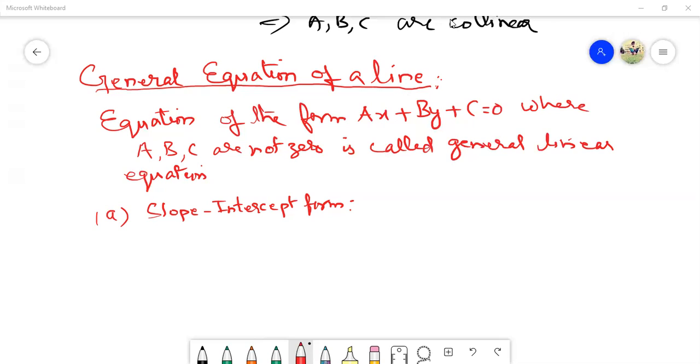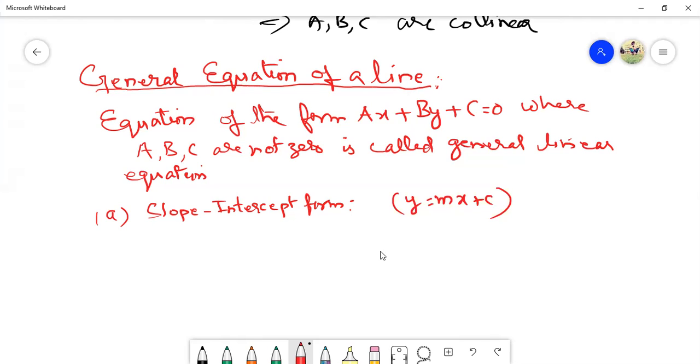Tell me again. Slope intercept equation is y is equal to mx plus c, where m is the slope of the line and c is the y intercept. Yes, okay.